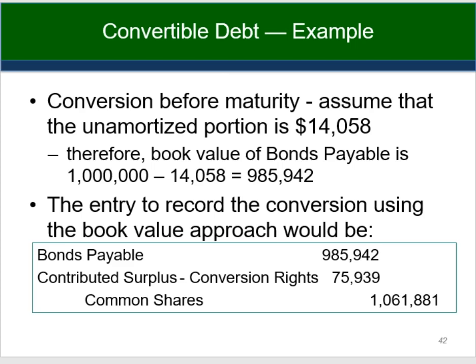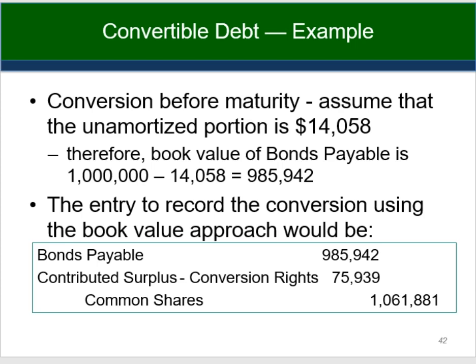Is that a bond premium? Actually, it's a bond discount, isn't it? Because it's going up from below. So the book value of the bonds payable, the unamortized portion of the bond discount is $14,058 at the time that the conversion happens. So the bonds payable with the $1 million face value, the $14,058 discount results in a bonds payable value of $985,942.